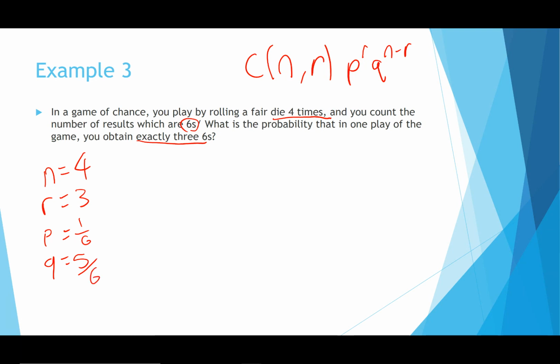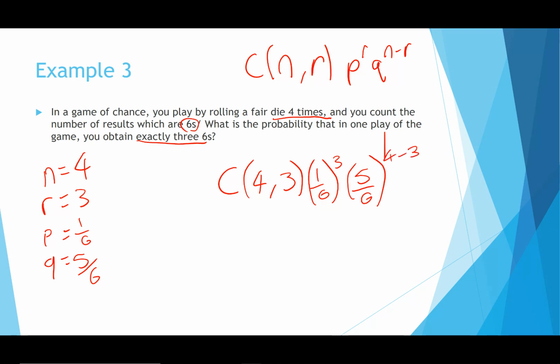I'm going to plug into my formula, and we're going to see what I get as an answer. So I'm going to do the combination of n choosing r. n is 4 in this case. r is 3. Times the probability of success, which is 1/6, to the r power, r is 3, and then times q, probability of failure, which is 5/6, to the n minus r. So that's 4 minus 3. I'm going to go ahead and simplify that. 4 minus 3 is 1. So I'm just going to go ahead and write 1 up there. So there it is. Now let's just work it out.